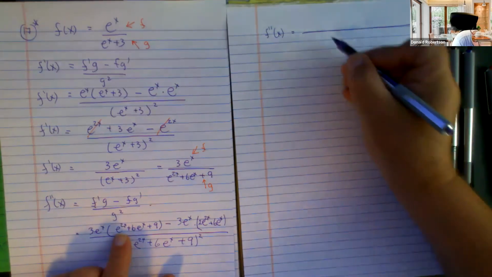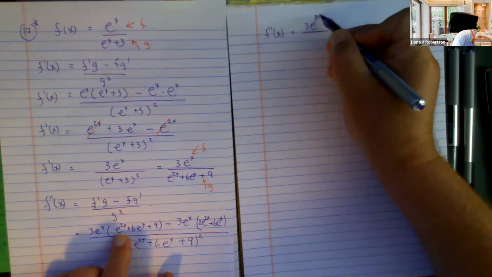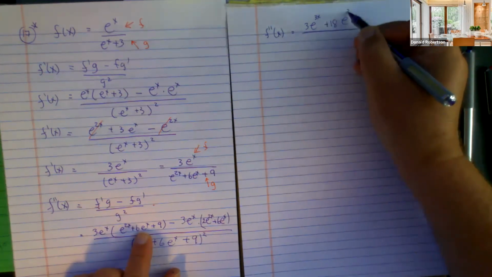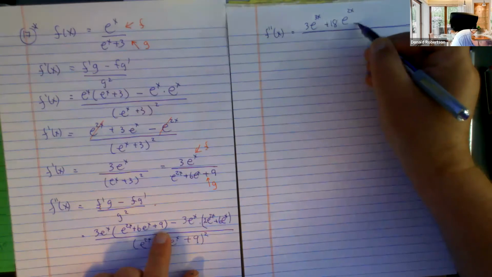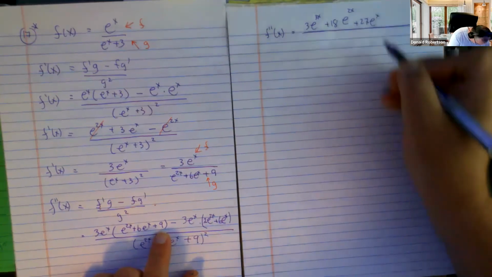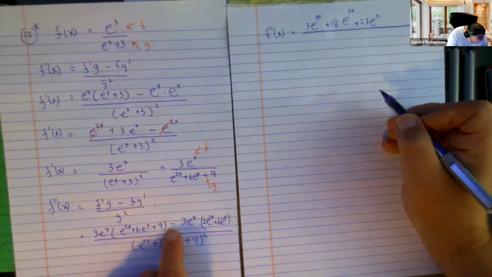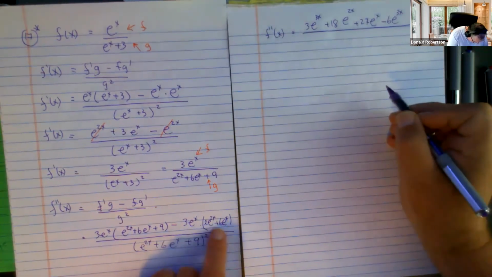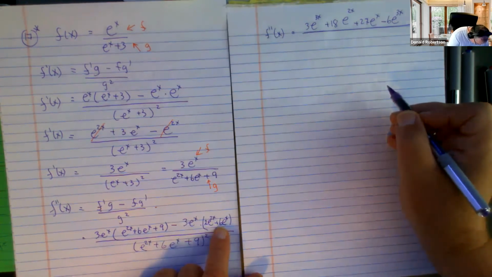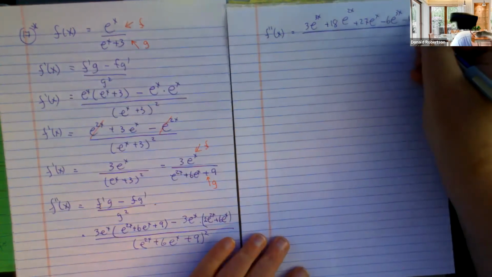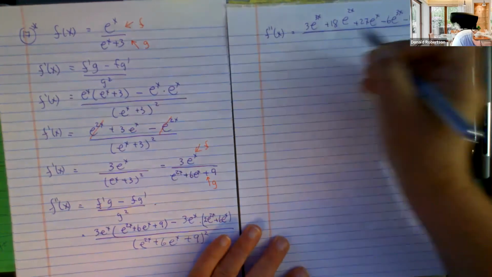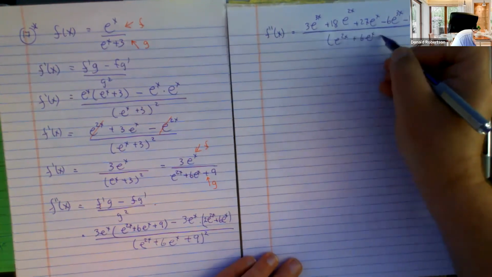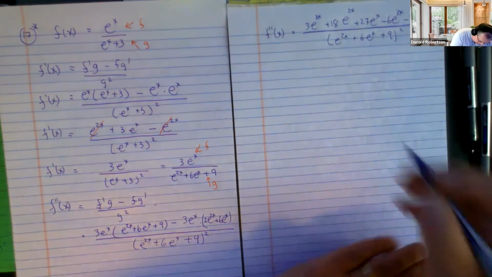So that guy times that guy is 3e to the 3x. That guy times that guy is 18e to the 2x, and that guy times that guy is 27e to the x. I'm going to multiply these together and then subtract. So I'm going to get take away 6e to the 3x. That times that is take away 18e to the 2x. And it's all over that guy squared.